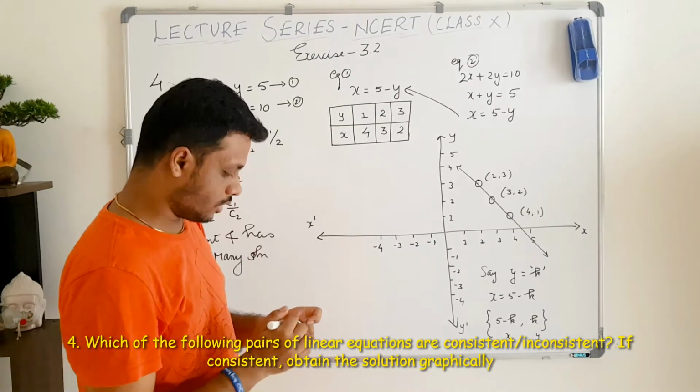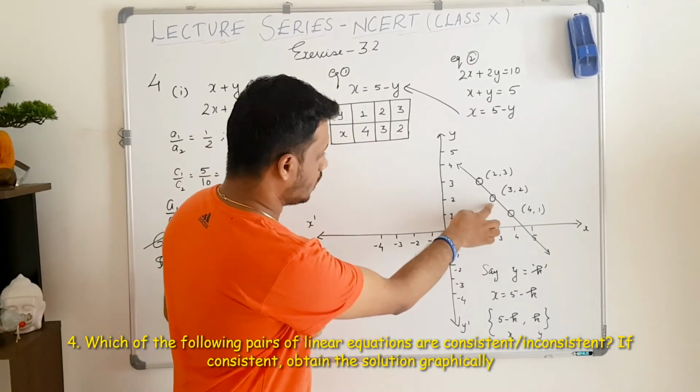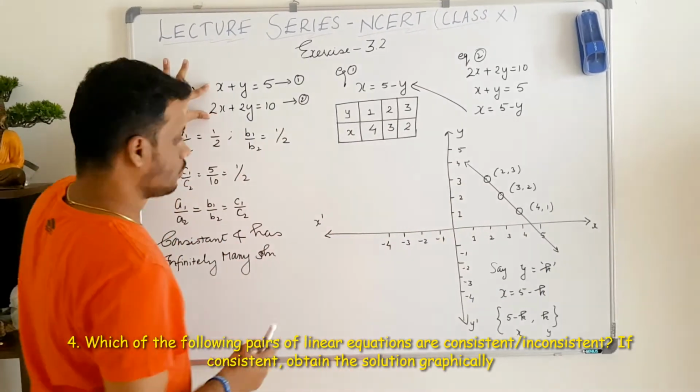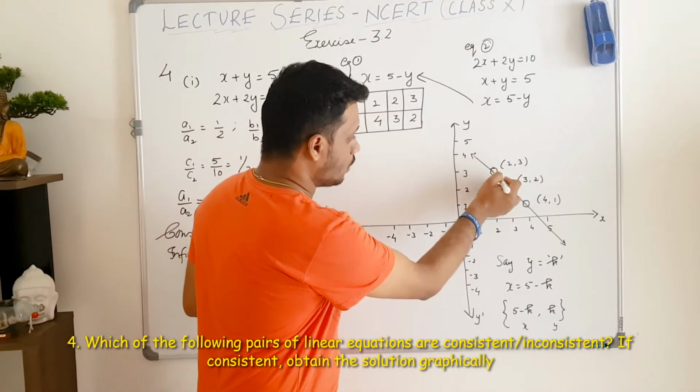So I have plotted that on a graph sheet, and here we have got (4, 1), (3, 2) and (2, 3). So this is the line that is representing both of these equations. So any point on this line will be a solution to the equation.